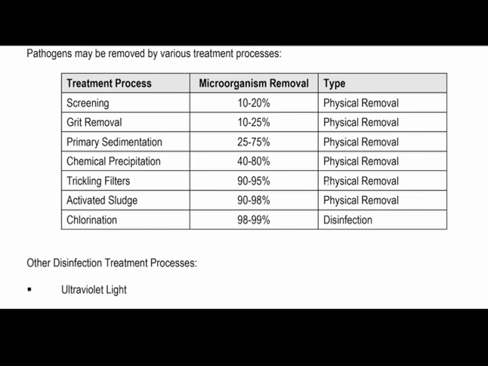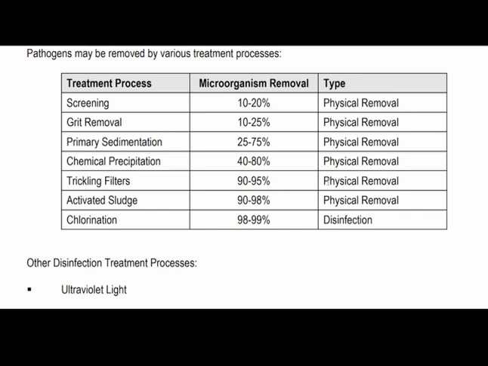Pathogens may be removed by various treatment processes. Screening, 10 to 20%, which is a physical removal type. Grit removal, which is 10 to 25%, physical removal type. Primary sedimentation, which is 25 to 75%, physical removal type. Chemical precipitation, which is 40 to 80%, which is also physical removal type.